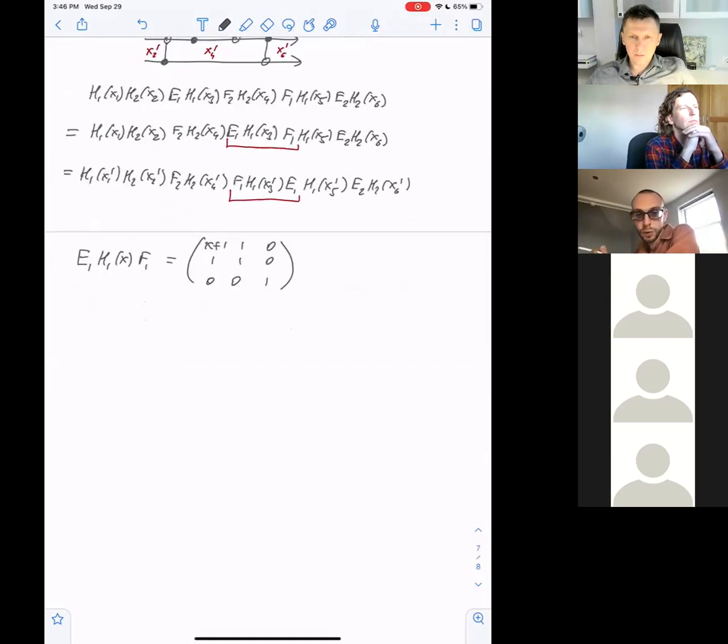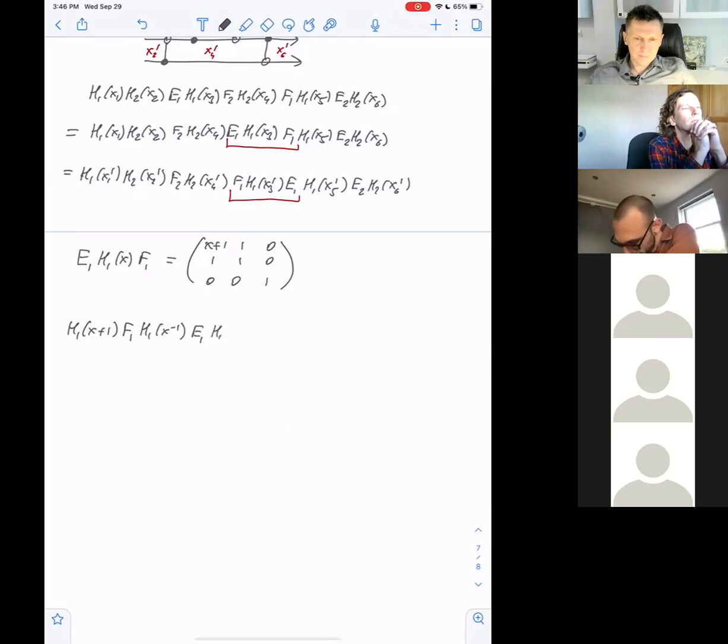And if I wanted to write the same, but when F and E are reversed, then what I will have to do is the following. I will actually have to write H1 of X plus 1, F1, H1 of X inverse, E1, H1 of X plus 1, and then H2 of X over X plus 1.